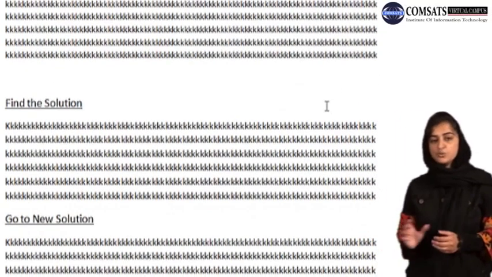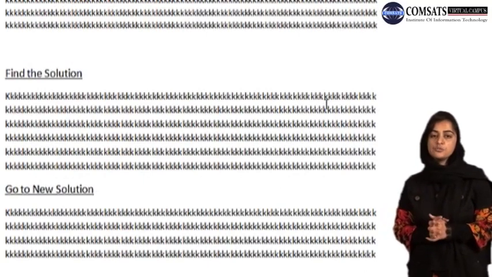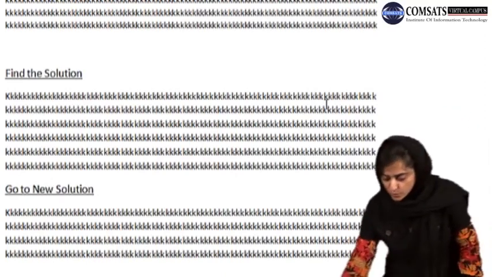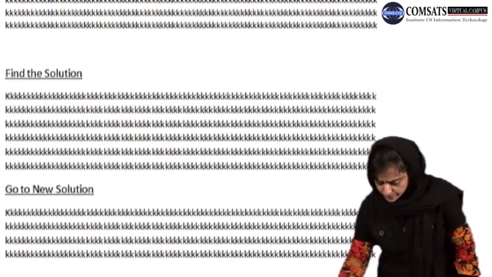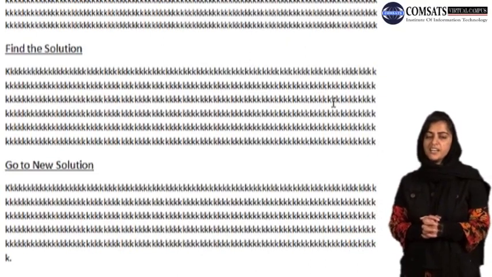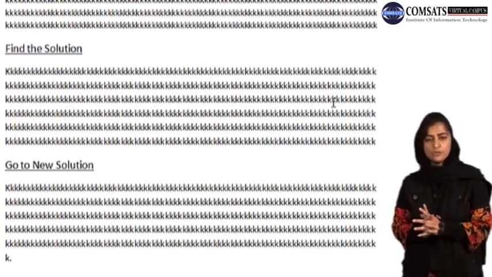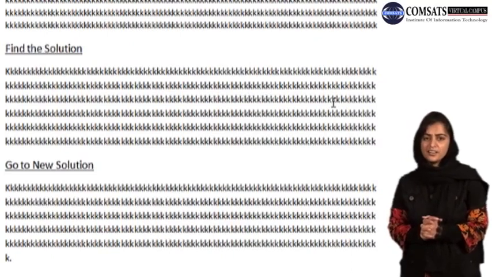Dear students, on the screen you can see a heading that is find the solution. It is underlined. It is towards the left margin of the page. It should have 1 line space above it, and 1 line space or 2 is also suggested. So it is underlined, having the first letter of all the words capital. We call it the third degree of heading.